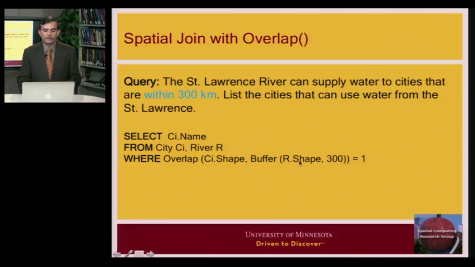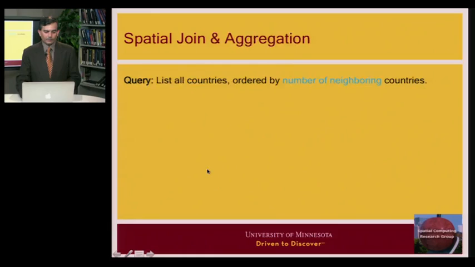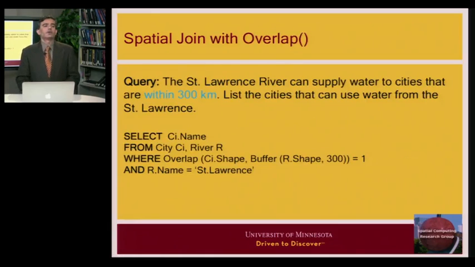So here we take this river, and we say draw a buffer of 300 kilometers around it. Okay? And that gives us one geographic area, and then we look at the city's location and we ask if the city's location overlaps with the buffer around the river. Okay? And that's one way to model it. And then finally, to restrict it to St. Lawrence rivers, you can put another restriction. Okay? So in this query, we have shown you another spatial join, and in this case we are using additional operators like buffer in order to model the distance.